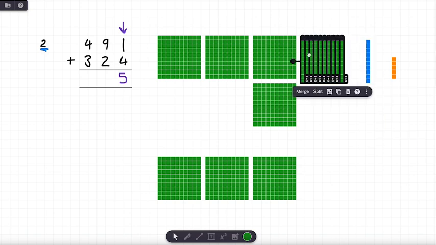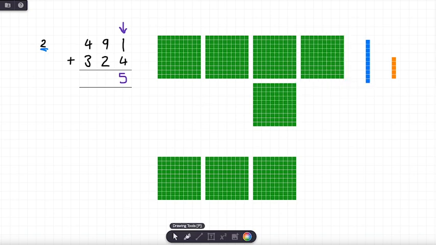So how do we show that with our calculation? Well, get the right colored pen. We've got 9 plus 2 is 11, so that extra 100 goes there, and we've still got 10 left. So that's 1 carried over into the hundreds column and 10 as well. So 9 plus 2 is 11, or 9 tens plus 2 tens gives us 11 tens, and that's the same as a 100 and a 10.